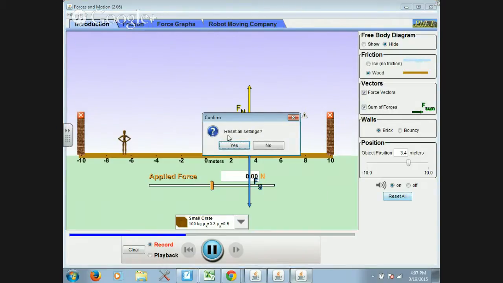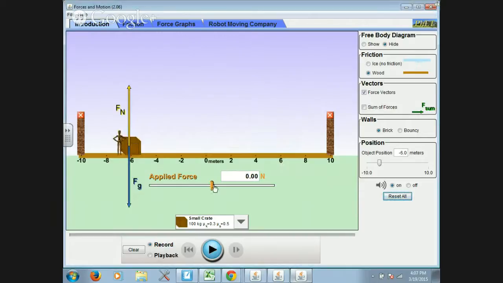Let's reset it. Reset all the settings. Sure. Okay, we're going to up our applied force. Notice right now, look at this right here. My applied force and my force of friction, they're the same.